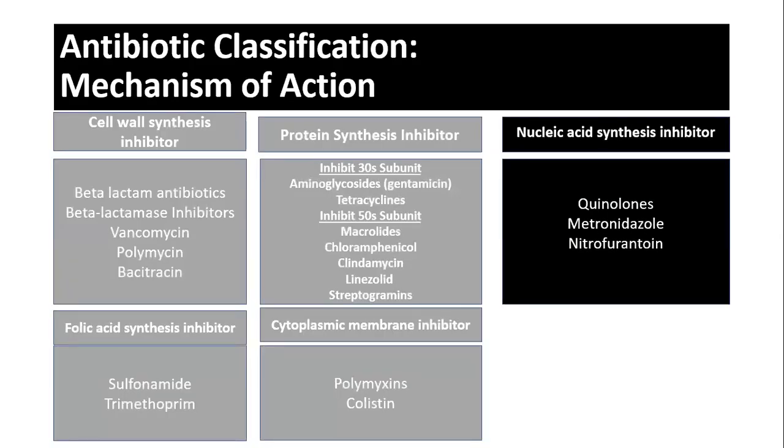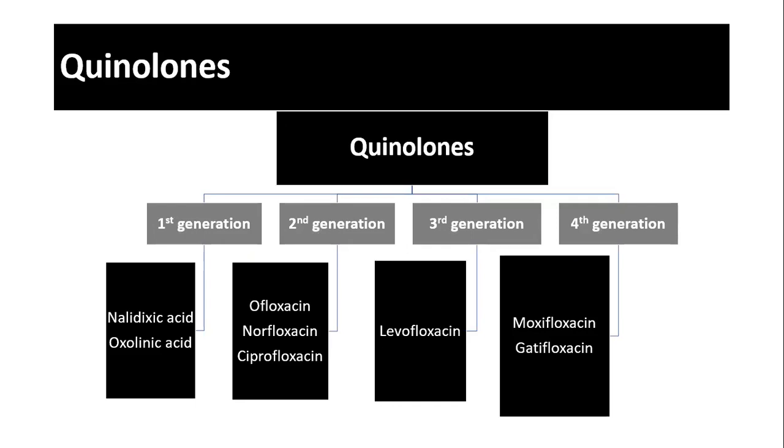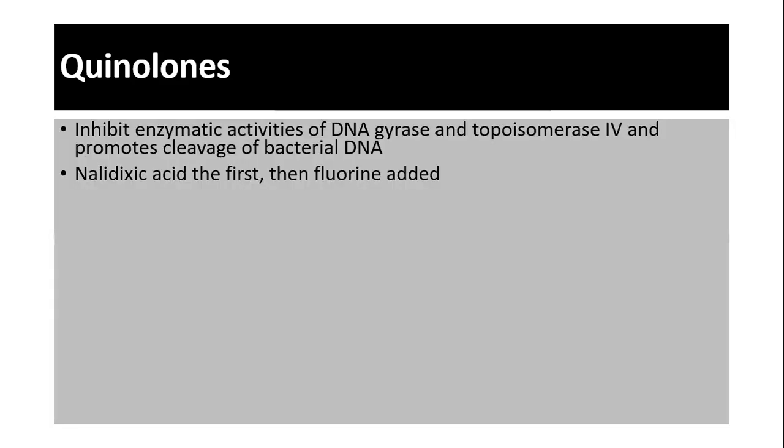Then we have nucleic acid synthesis inhibitors, and these are the quinolones. We have first, second, third, and fourth generation quinolones. Nalidixic acid and oxolinic acid are the first generation, and then fluorine was added, so they become ofloxacin, norfloxacin, and ciprofloxacin in the second generation. Third generation includes levofloxacin, and fourth generation includes moxi and gatifloxacin. All three, that is levo, moxi, and gati, are the respiratory quinolones. They inhibit the enzymatic activities of DNA gyrase and topoisomerase and promote cleavage of bacterial DNA.